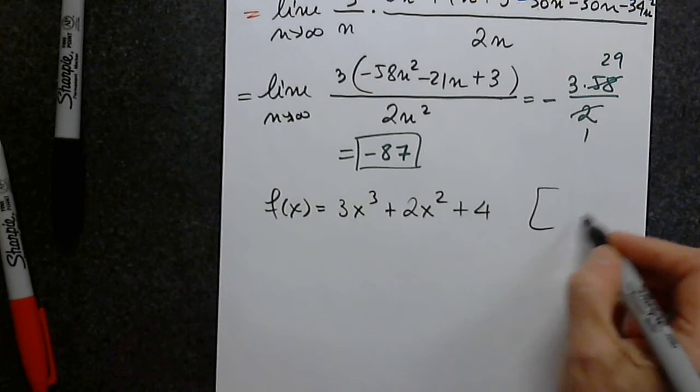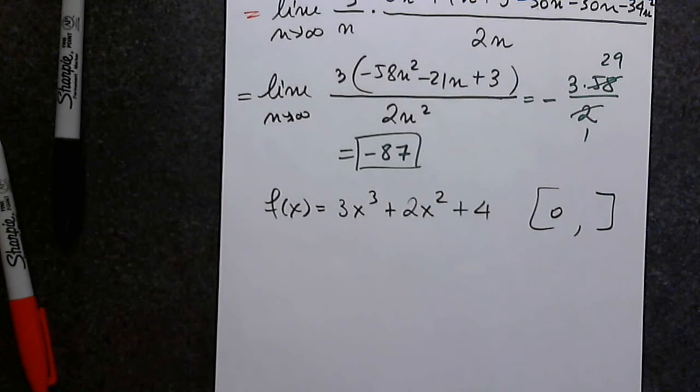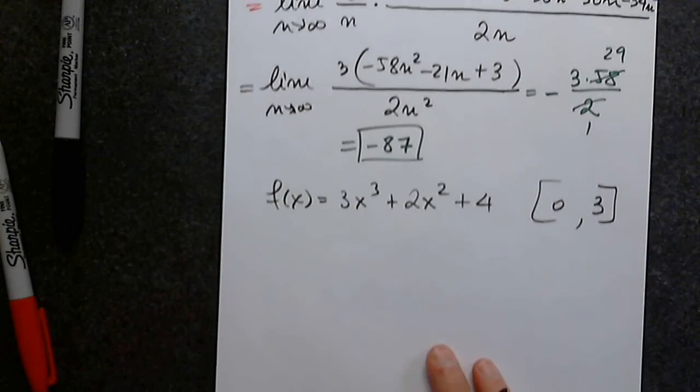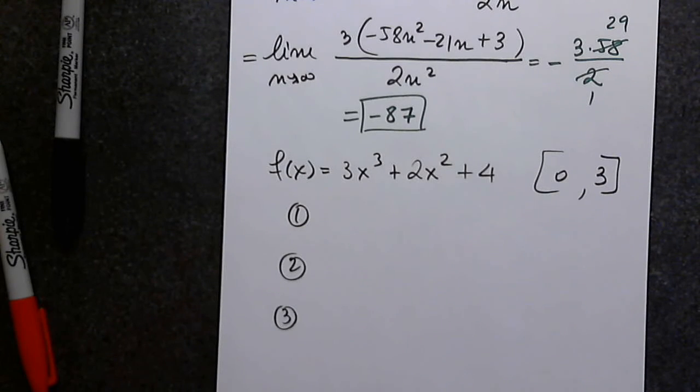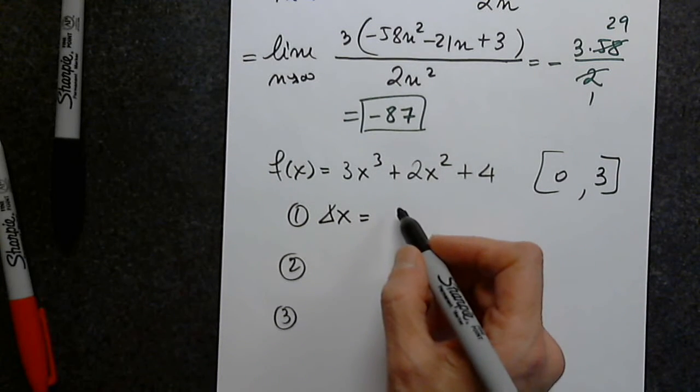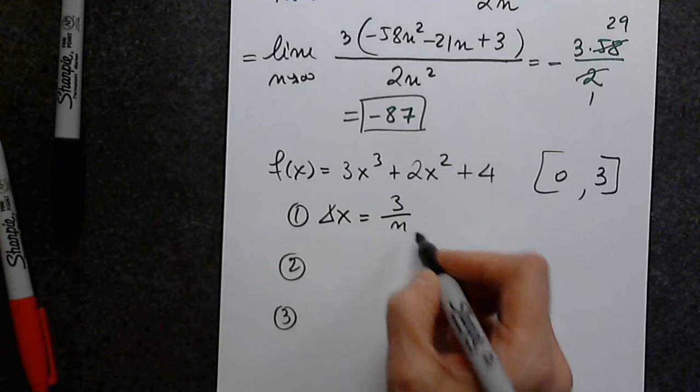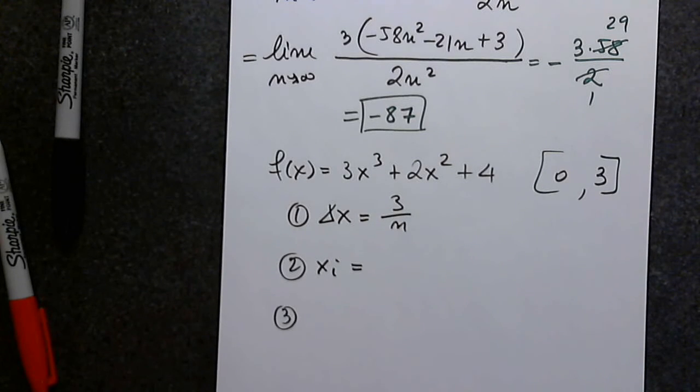Let's decide upon an interval. And this time, let's make it slightly easier because of the x cubed. 0 to 3. Perfect. I need 3 preps: 1, 2, and 3. I need delta x. What is delta x? Very good, which is? Very good, awesome. Then I need xi. But we start at 0 this time, so exactly.